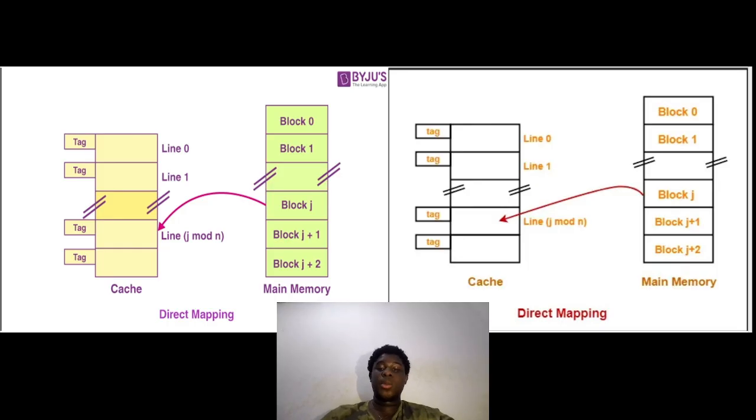With associative mapping, its flexibility is high, speed is slower, and complexity is high. But with set associative mapping, its flexibility is medium, speed is fast, not very fast, just fast, and its complexity is medium.